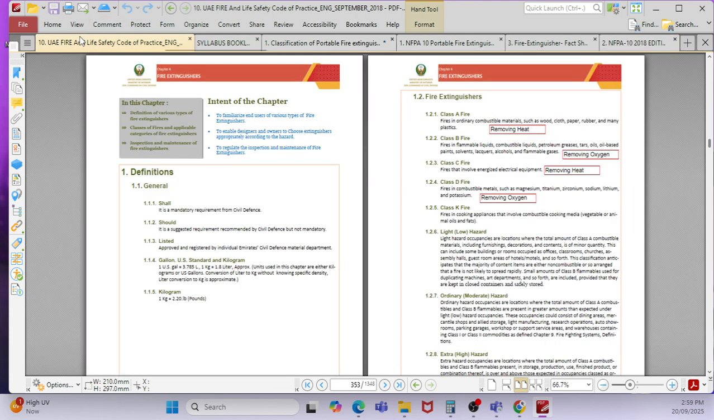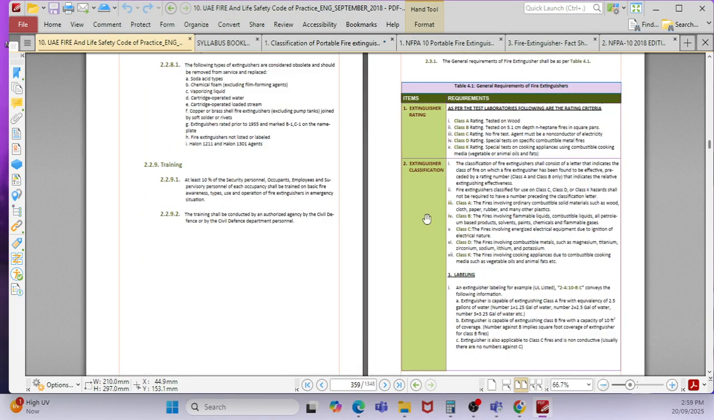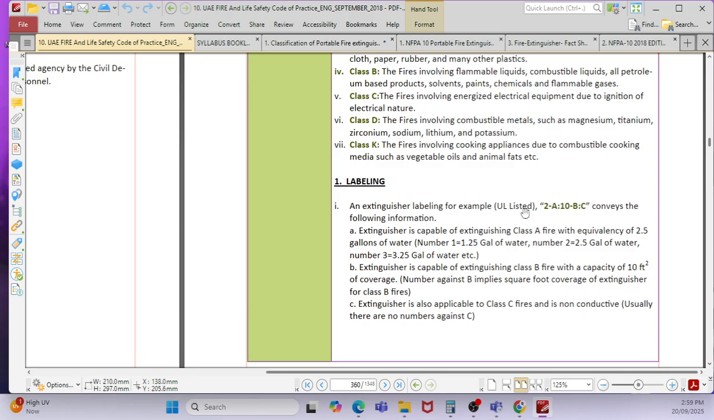If you go to the UAE fire code, they have also given very clearly the usage of fire extinguishers. Here you can see class A is the same thing, and the extinguisher classification is here. For example, the labeling 2A, 10BC conveys the following information. The extinguisher is capable of extinguishing class A, with 2A being class A with equivalency of 2.5 gallons of water. One is 1.25 gallons of water, two is 2.5 gallons of water, and three is 3.75 gallons of water. This is a very clear explanation, even better than NFPA.